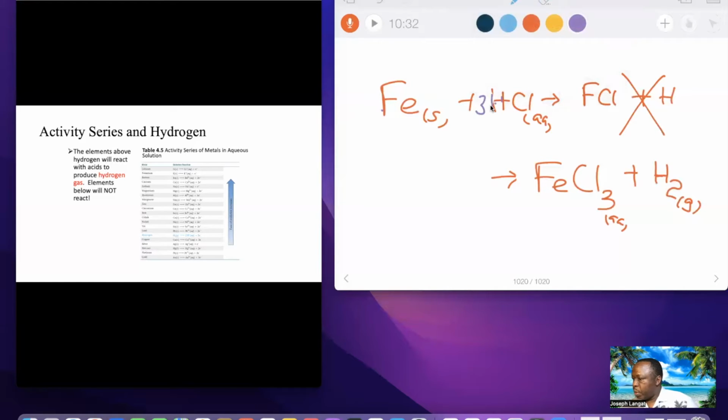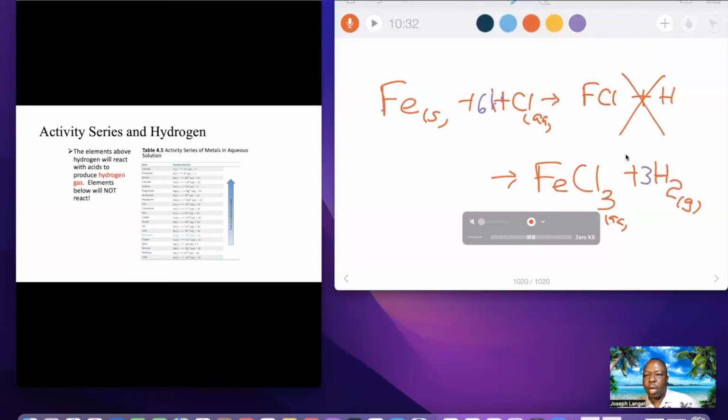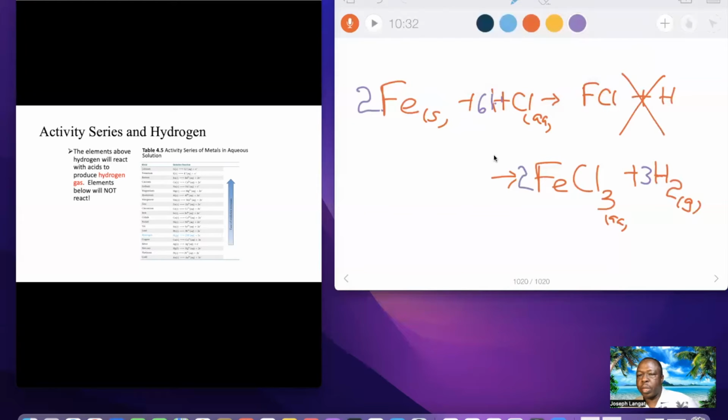This will be 6 here. I have 3 here. So 6 hydrogens, 6 hydrogens, 6 hydrogens. All right. 6 chlorine, I'm going to put 2 here and 2 there. So I was right the first time. The equation is balanced. The point here is anything above hydrogen will react with acid to produce hydrogen gas. And this is hydrogen gas here. This is hydrogen.